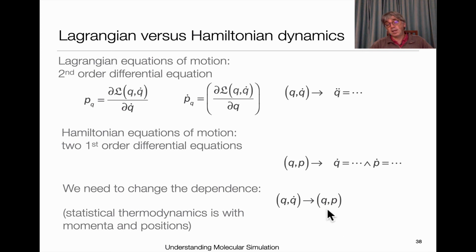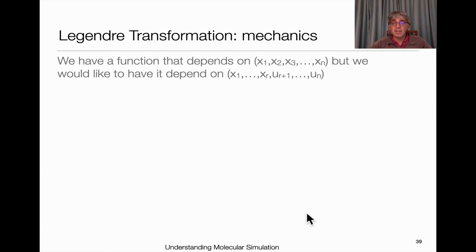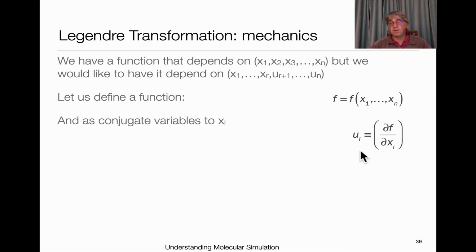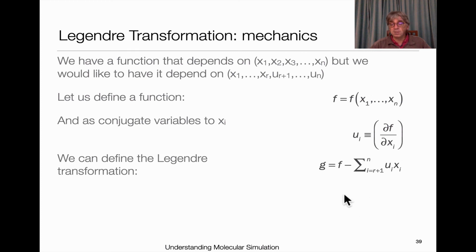And the reason we want to do that is because statistical thermodynamics is with momenta and positions. So the way you do that is a Lagrangian transformation. We have the function f, which depends on x_1 to x_n, and we have conjugate variables, which are defined as the partial derivative of f with respect to one of those variables. And the Lagrangian transformation is basically a new function, which is the current function minus the product of the conjugate variable and the actual variable.